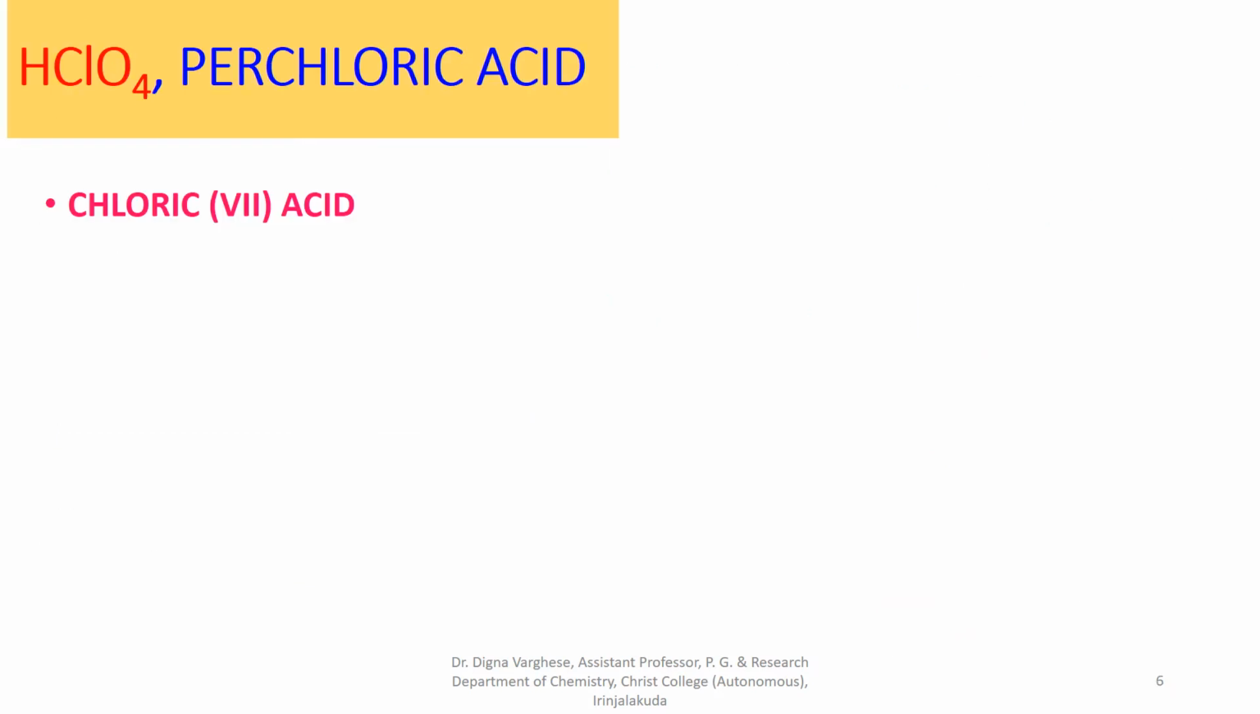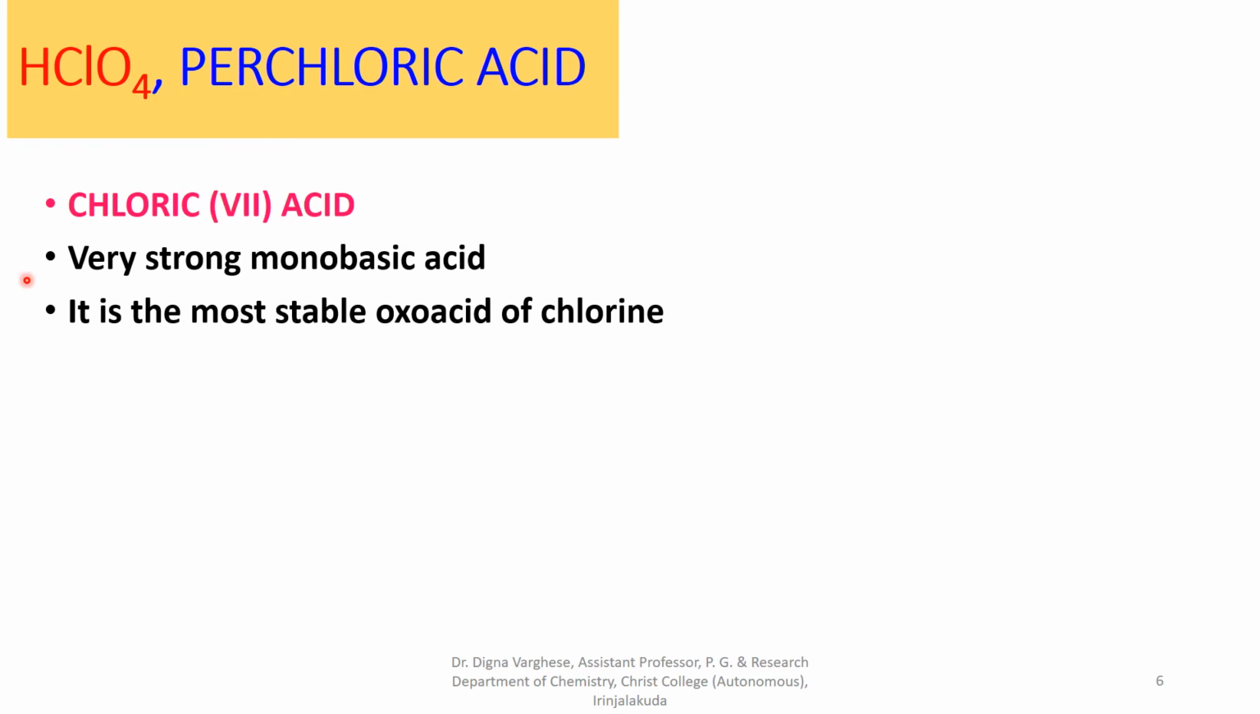Perchloric acid is also known as chloric 7 acid. That means in this, chlorine is in the +7 oxidation state, and its molecular formula is HClO4. It acts as a very strong monobasic acid. It is the most stable oxo acid of chlorine.